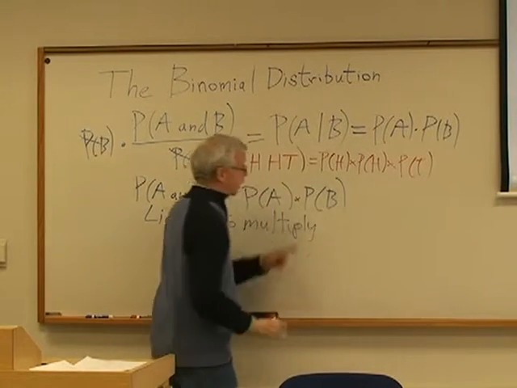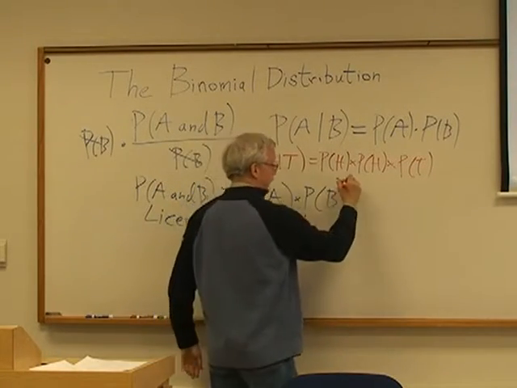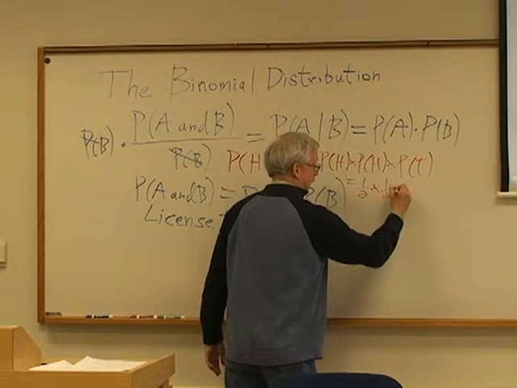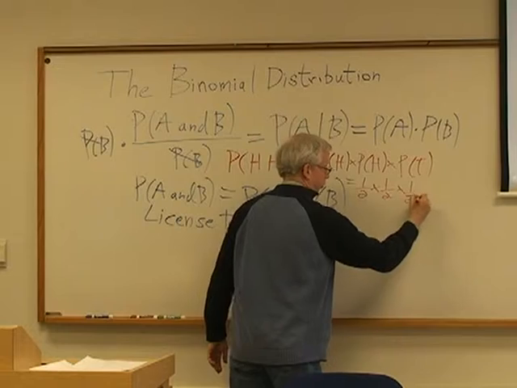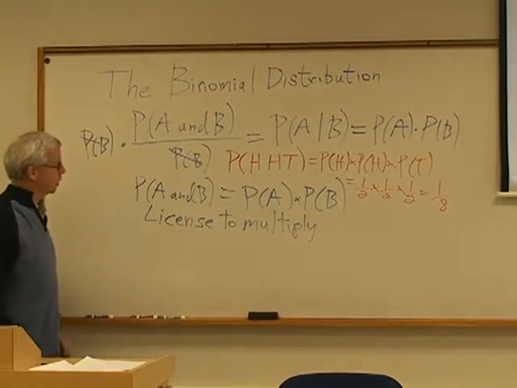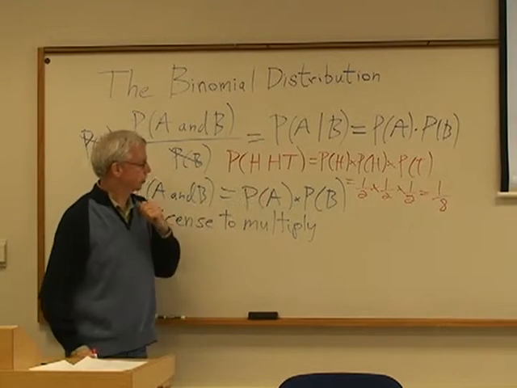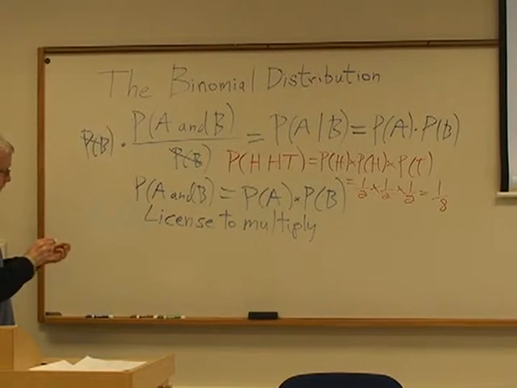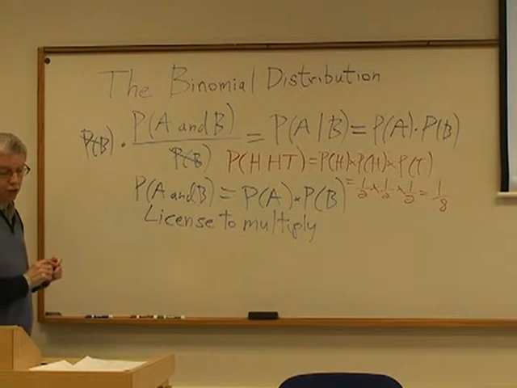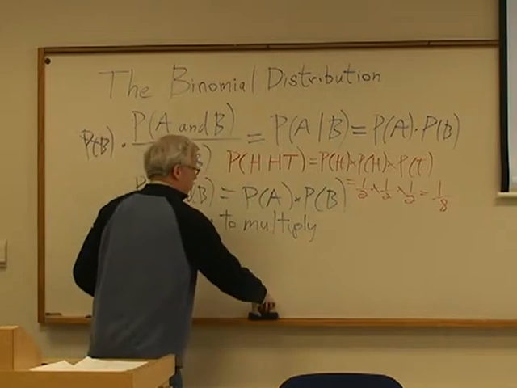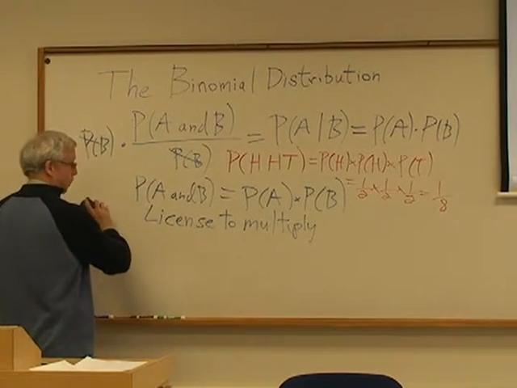And if it's a fair coin, these are all 1/2. So that's 1/2 times 1/2 times 1/2, which is 1/8. So that would be the probability of getting exactly this result. Okay. So let's extend this a little bit and start looking at probabilities of a sequence of events, like the one we just considered.